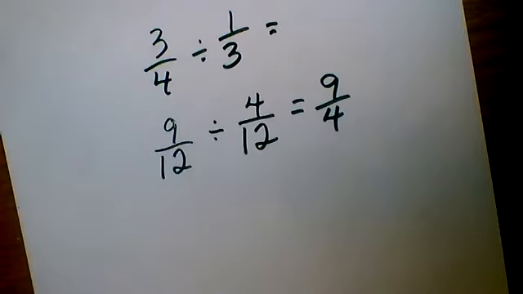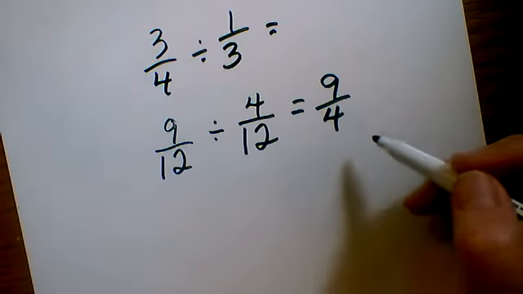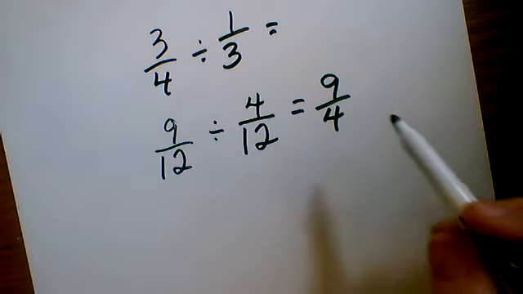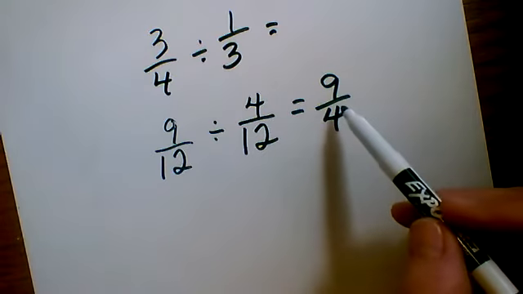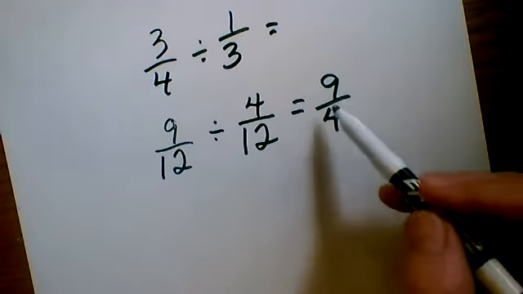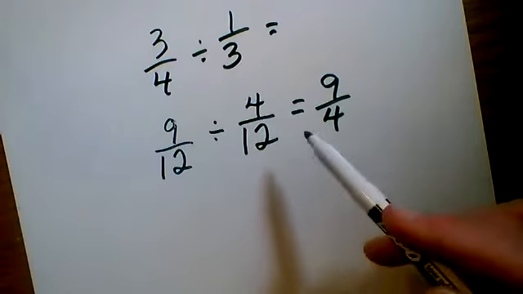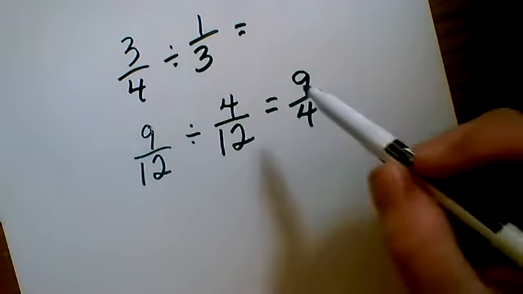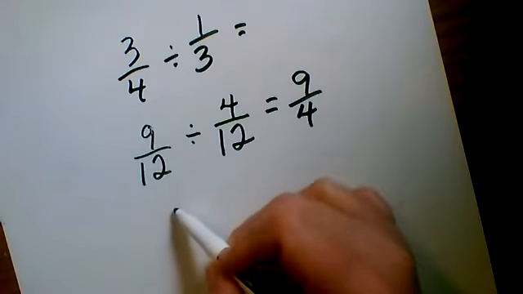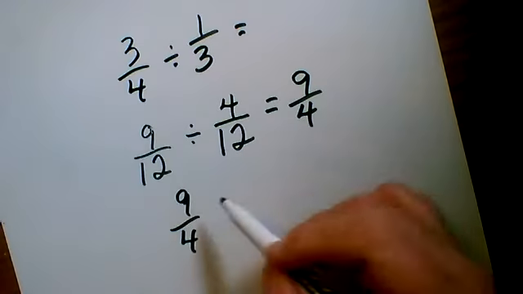Now you'll do another example before getting to this part, but I want to show you how to check your answer. So we would just reverse it and multiply. So what is 9/4 times 4/12? So remember, we've already used the canceling method when multiplying. So I'll just rewrite it here to make it easier to see.